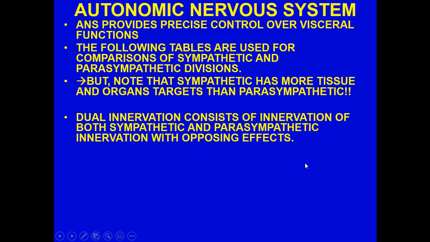The ANS provides precise control over visceral functions. The following tables are used for comparisons of sympathetic and parasympathetic divisions. But I want you to note that sympathetic has more tissues and organ targets than parasympathetic. You will see many examples of dual innervation. In other words, that's basically innervation of both sympathetic and parasympathetic, and they have opposing effects. But not all of them have dual innervation.